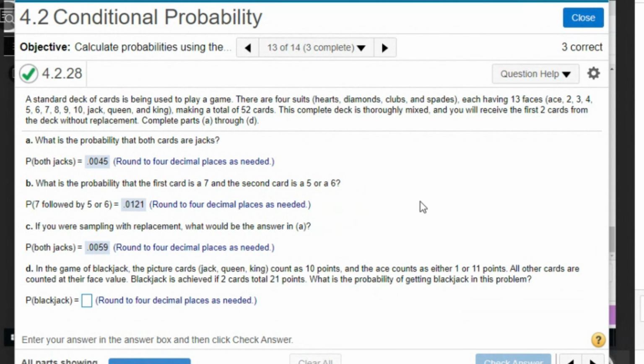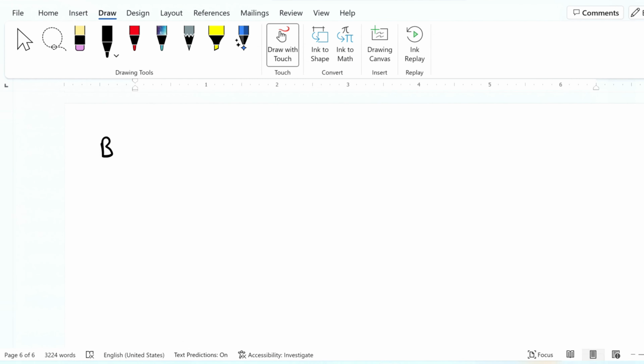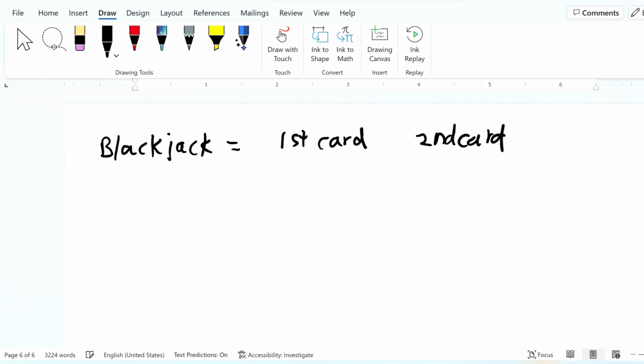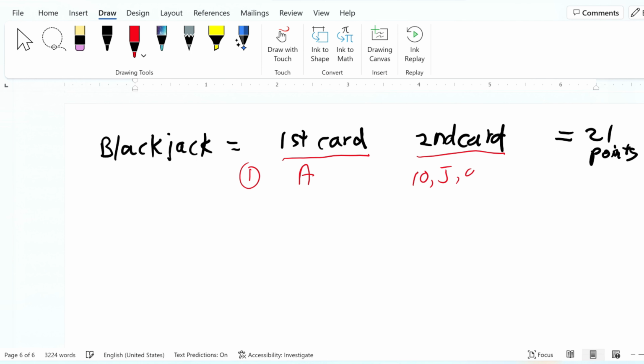Okay, so let's see how we can get blackjack. We get 2 cards, the first card and the second card, and they have to add up to 21. So let's see. We can have the first card as an ace, and then the second card can be either a 10, jack, queen, or king, and that will add up to 21. So that's one way we can get blackjack.